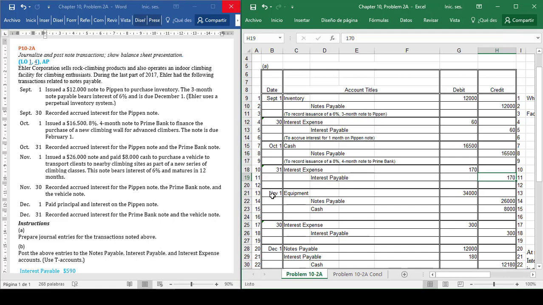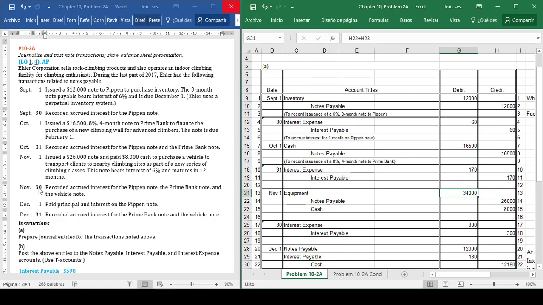So on November 1st, I used the equipment account. I'm not sure if that is correct, but you can comment in the discussion board if you are certain. And we credit the notes payable and also the cash. Notes payable at face value, but in this case we have to add the cash to equipment. So we have these two and we get 34,000.